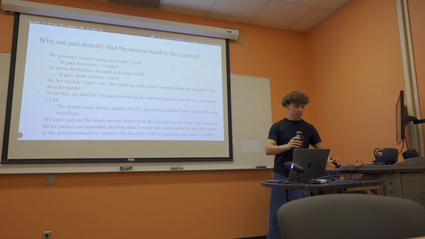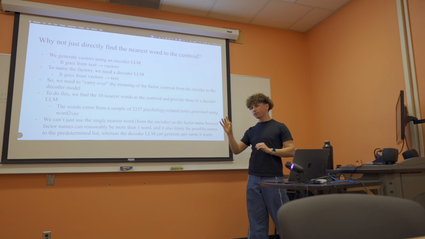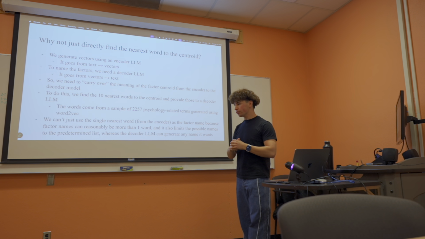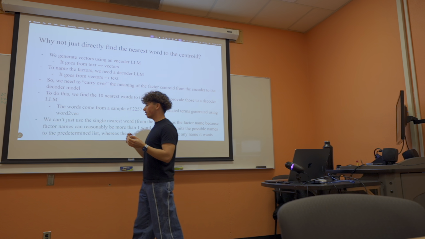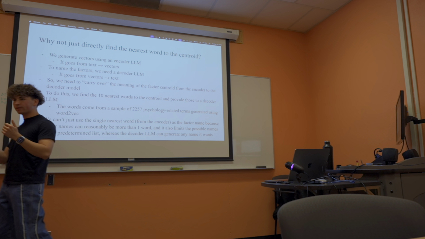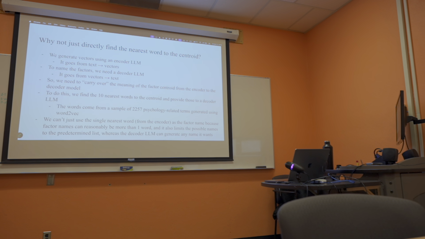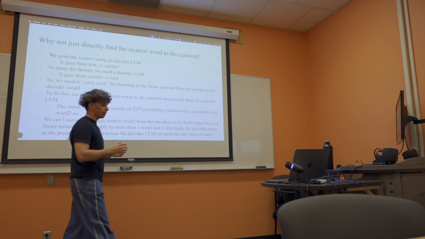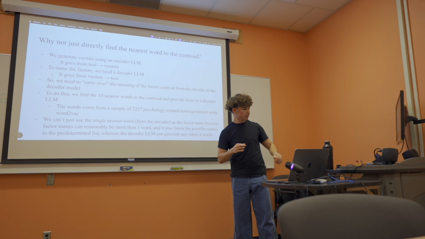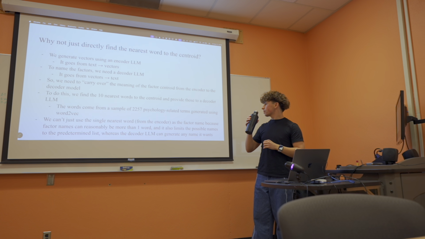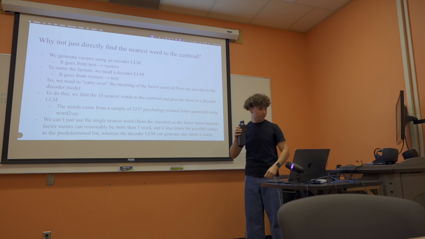You might be asking though, why can't we just take the closest one word near the center of each group? That's because to make the meaning vectors, we use an encoder LLM, which goes from text to vectors to meaning. But to make labels, we need a decoder LLM, which goes from vectors to text. And so we have to somehow carry over that meaning from the encoder LLM to the decoder LLM. The best way I found to do that was to use 10 words. That captures the average meaning of each cluster and allows you to take it over to the decoder LLM to make a label.